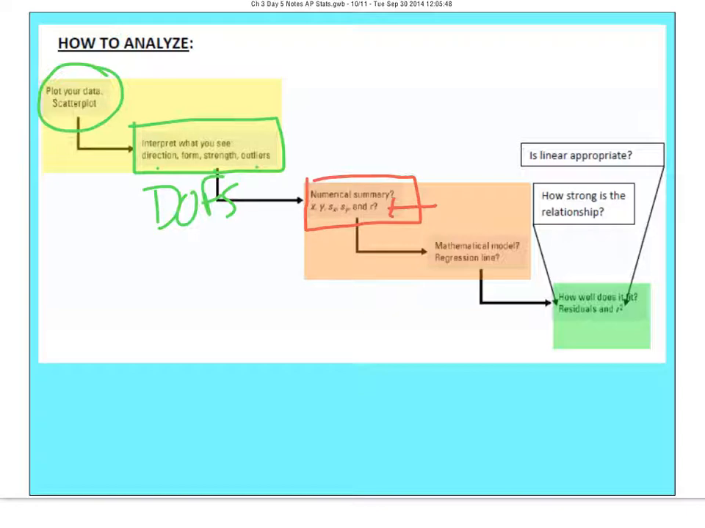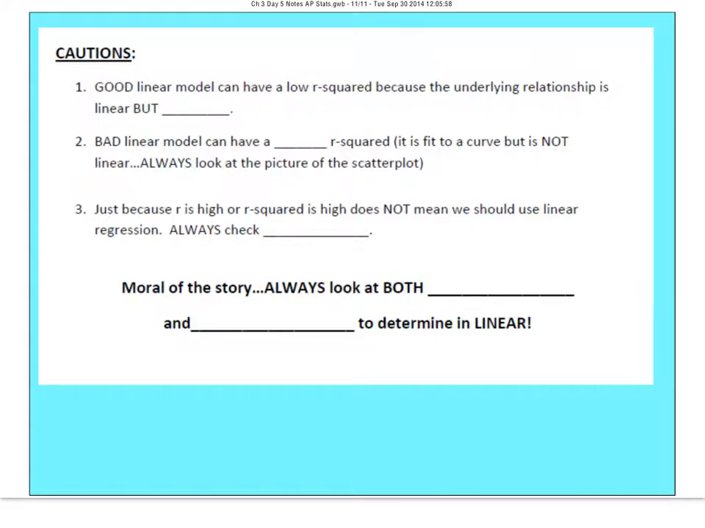Then after you do that, your last step is going to be to actually make your residual plot. Look at the residual plot to see if you feel like it really is a nice linear relationship, where we're looking for no pattern in our residuals. So going through these 3 steps is really a nice logical order. Some things to be cautious of.